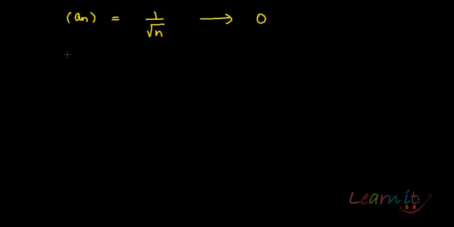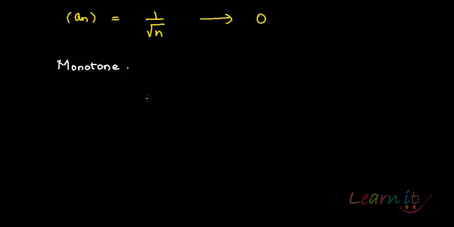Okay, let's try to prove that the sequence 1 upon root n tends to 0. First of all, what I want you to understand is whether this sequence is monotone or not. Let's try to see that. Whether this sequence is monotone.